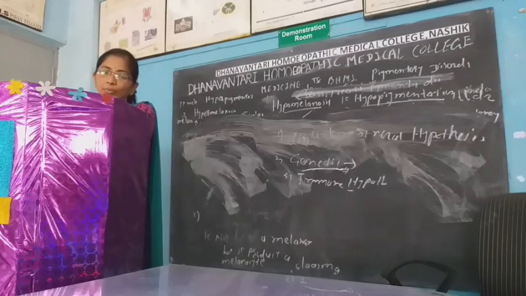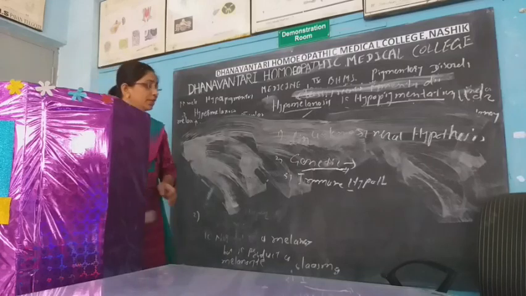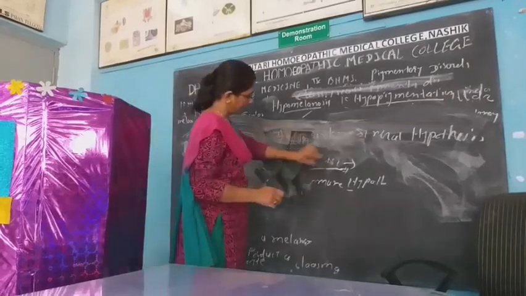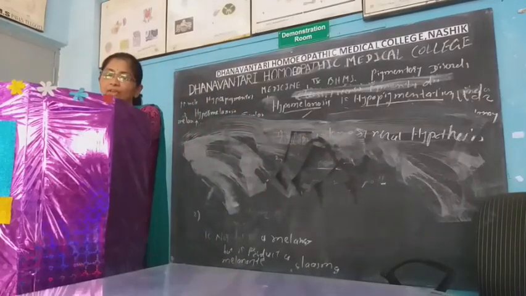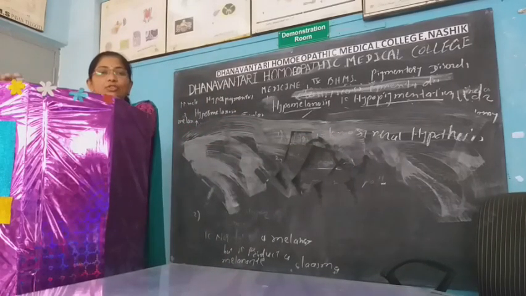Only 1 to 2% of the population is affected. Now, how does it present clinically? The next important topic is clinical presentation. It mostly presents as a patchy loss of pigment from the skin. So vitiligo presents as a patchy loss of pigment from the skin.